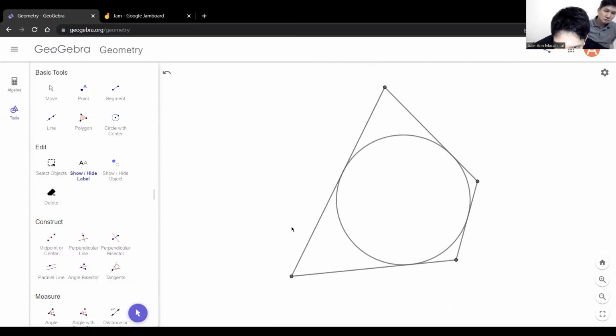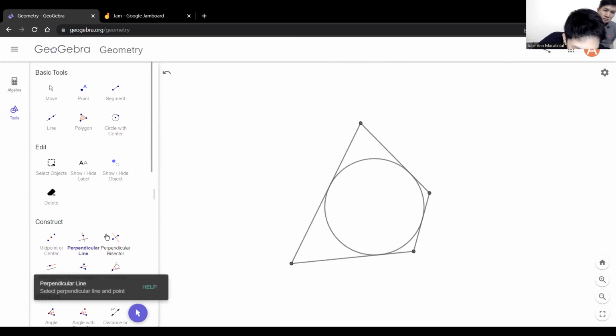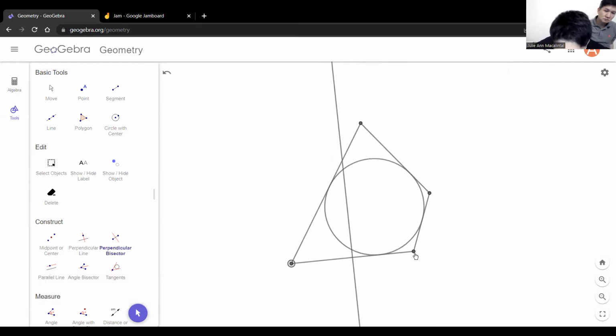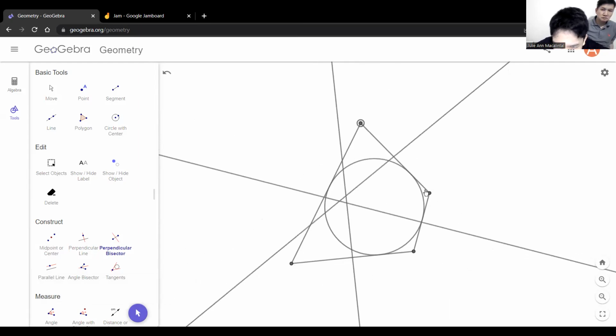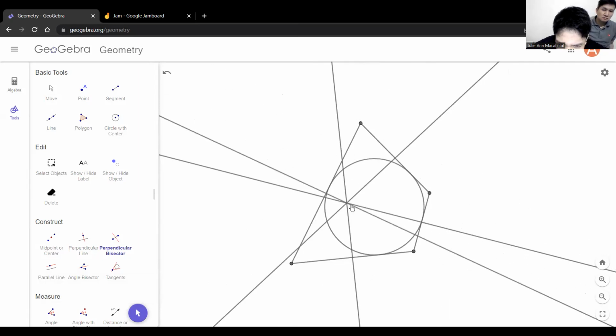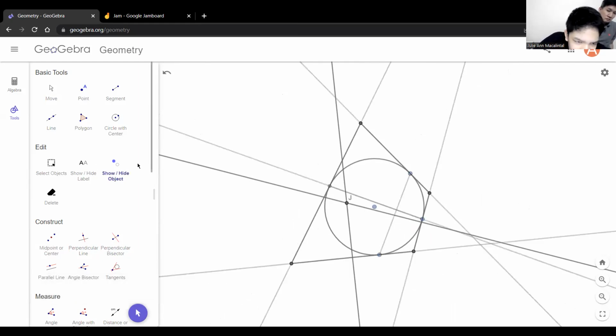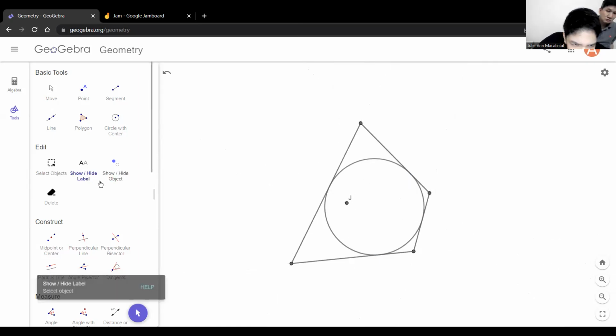I will now construct the circumcenter, the circumcircle. So perpendicular bisectors, any two. Another fun fact is that the perpendicular bisectors will all intersect at the circumcenter, but we only need two, otherwise it will clutter up too much. So point, that is our center, hide the label.